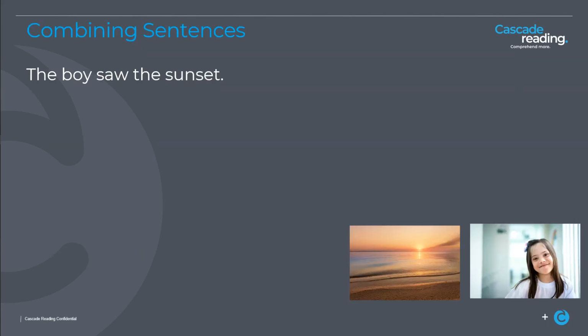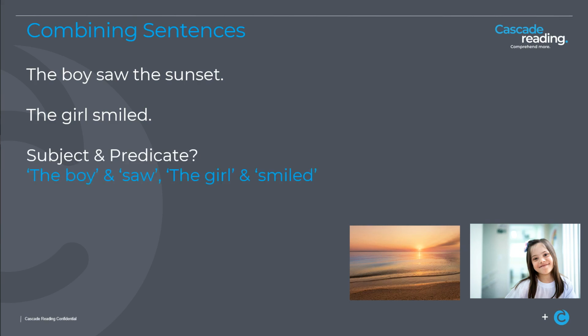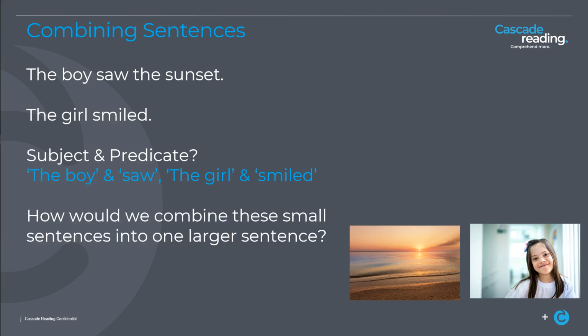So now we're going to be looking at how to combine simpler sentences into making more complex ones. Consider these two sentences. The boy saw the sunset. The girl smiled. What are the subject and predicates of these sentences? In the first sentence, the subject and predicate are the boy and saw. In the second, it's the girl and smiled.